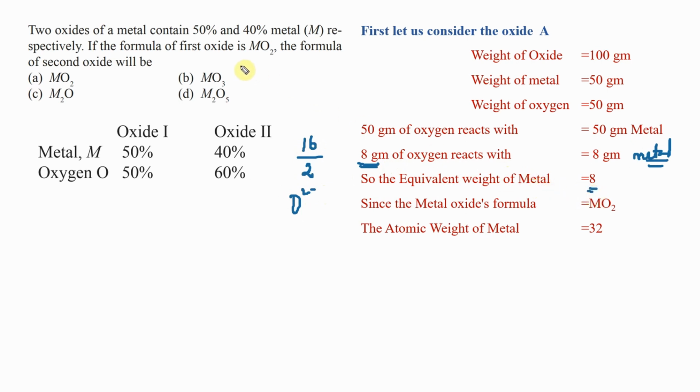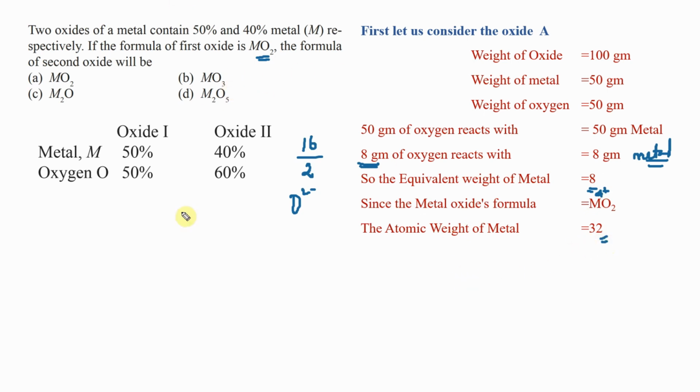Metal oxide formula is MO2. Atomic weight of the metal is 32. The reason? MO2 means we know that this is 4 plus, because oxygen is 2 minus. So this has to be 4 plus. Now I know the equivalent weight and the charge. Atomic weight is equivalent weight times n factor, which gives 32. I know the atomic weight of the metal.